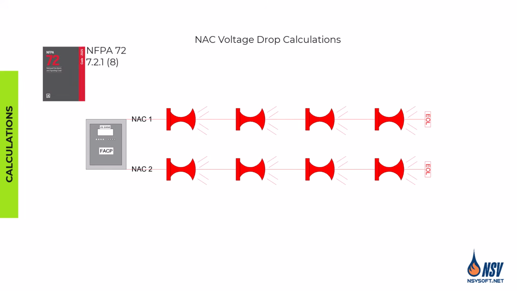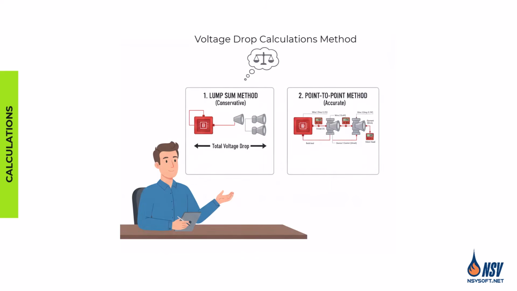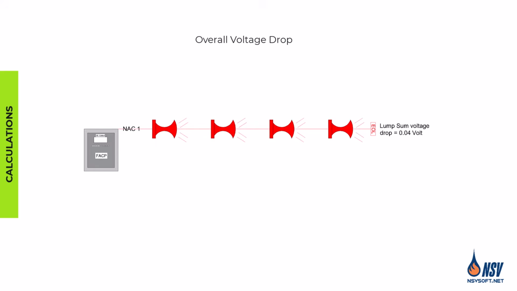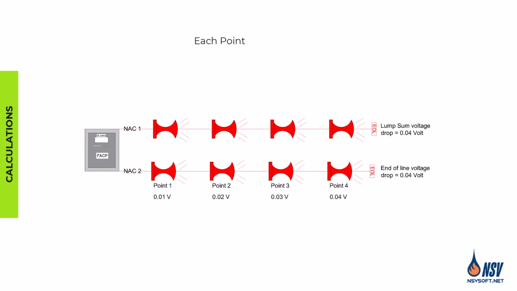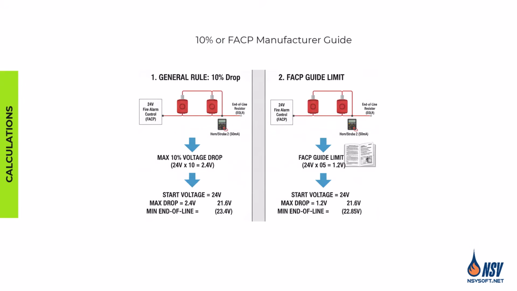As required in the NFPA 72, fire alarm designers are required to prepare voltage drop calculations for the notification appliance circuits as part of the design. You as a designer can use several different methods to calculate voltage drop on a fire alarm circuit. One method calculates the overall voltage drop and the other calculates the actual voltage drop for each length of cable and device within the circuit.